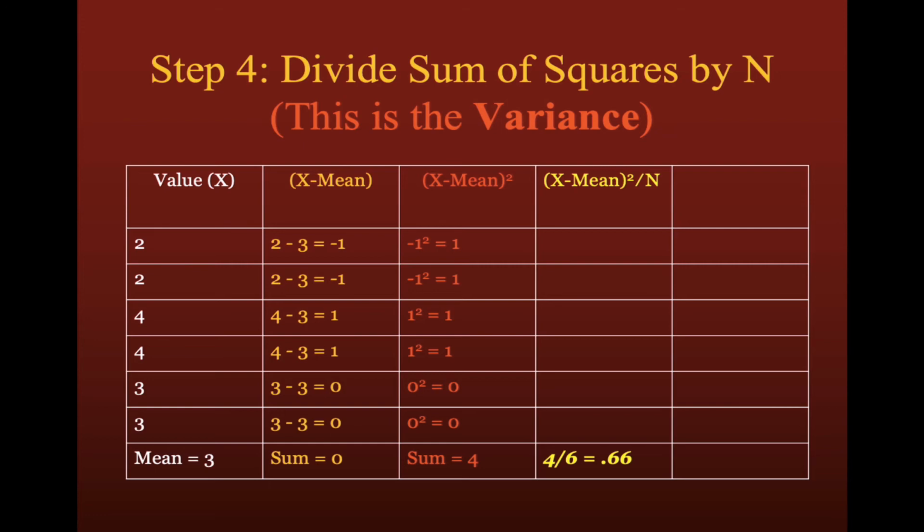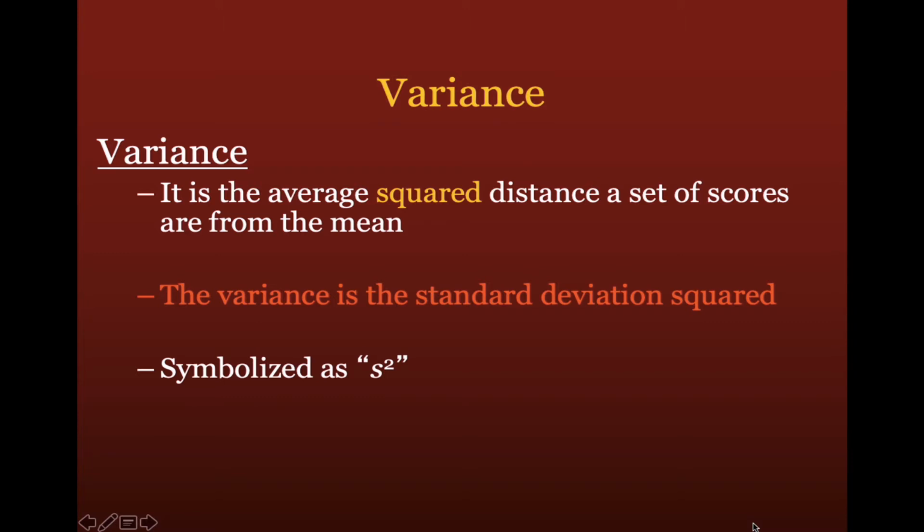Then we divide our sum of squares, which again is 4, by the number of values that we have. And we have 6 values. So if we take 4, we divide it by 6, we get a score of 0.66. And just for reference sake, this is our variance. And we'll talk about variance in a second. So our variance for this particular example is 0.66.